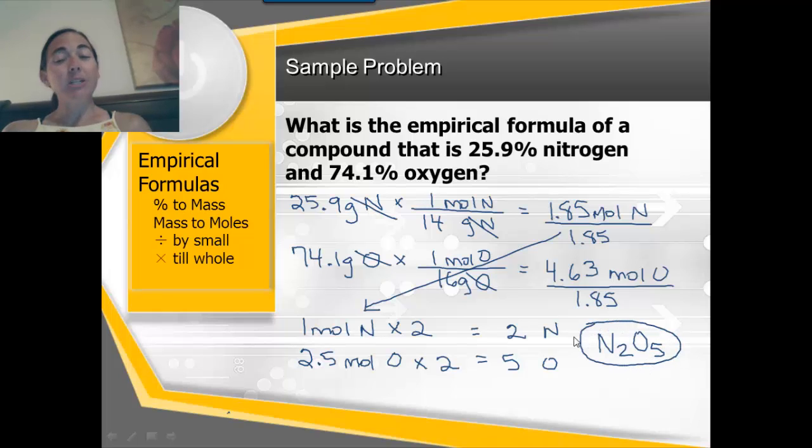The ratio of nitrogen to oxygen is N2O5. For every 2 nitrogens, there are 5 oxygens. The true identity, or the molecular formula of the compound, you would need a little more information to figure out.